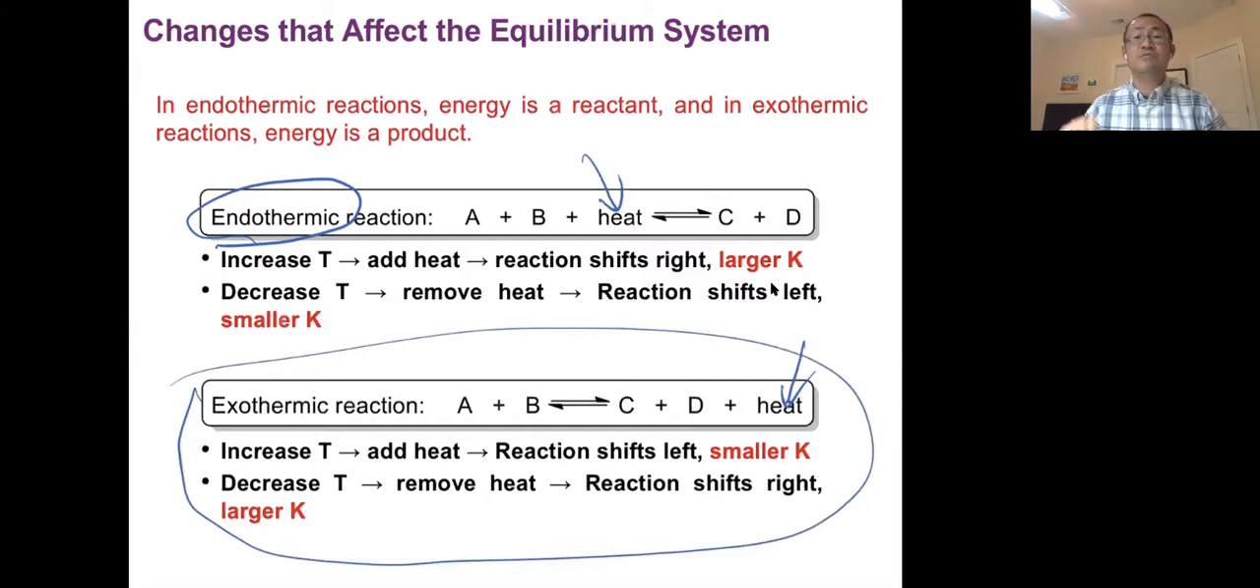I'll give you a couple minutes to understand this. If you have any questions, please ask me now. The effect of temperature depends on the type of reaction, whether it's endo or exothermic. Endo, we put heat on the left because it's absorbing. Exo, I put heat on the right because it's releasing.